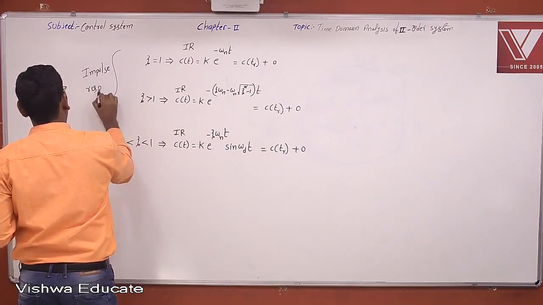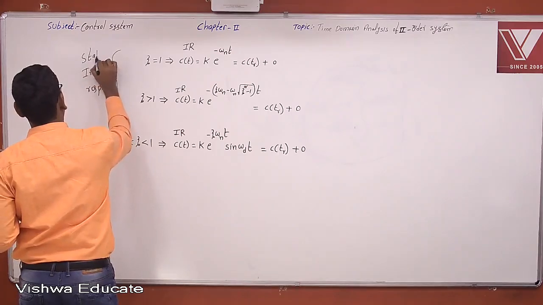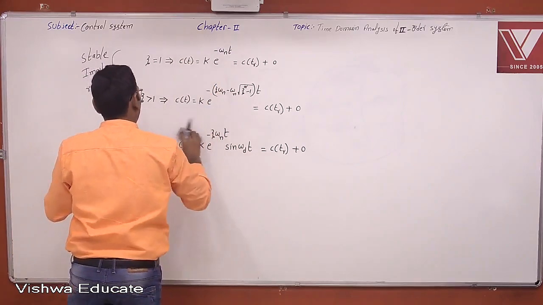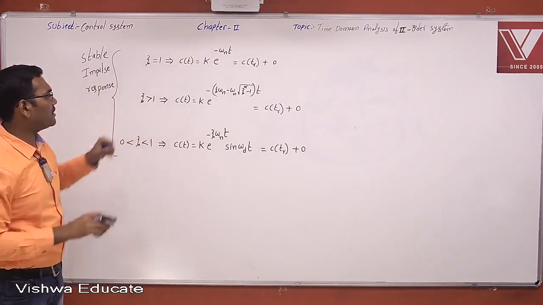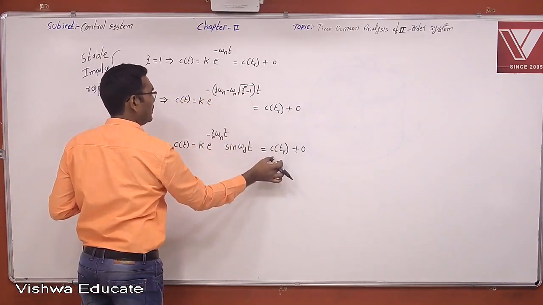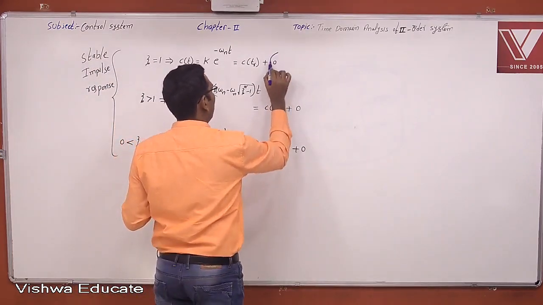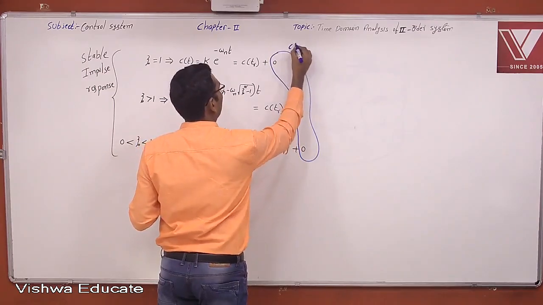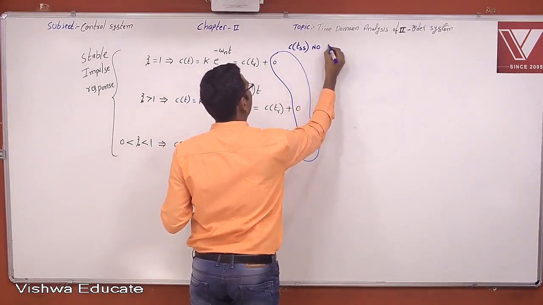One more thing I am adding: a stable impulse response is the best one. A stable impulse response consists only of a transient term. There is no steady state term, nothing.